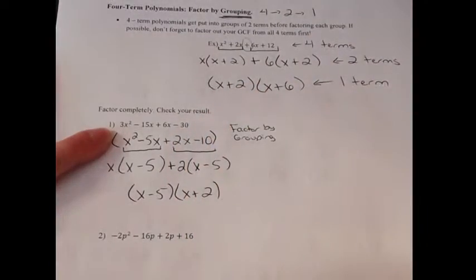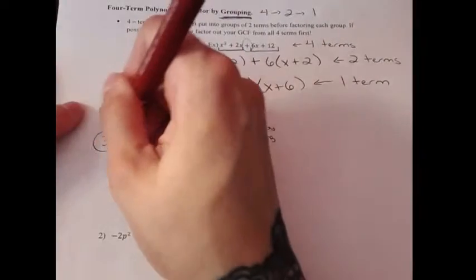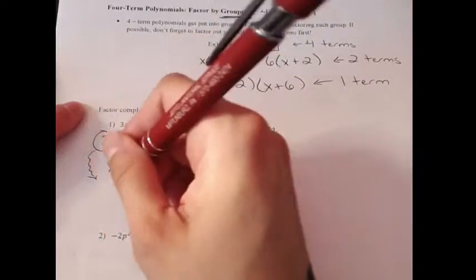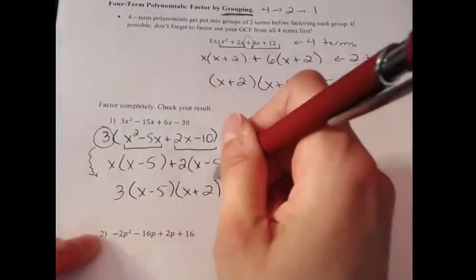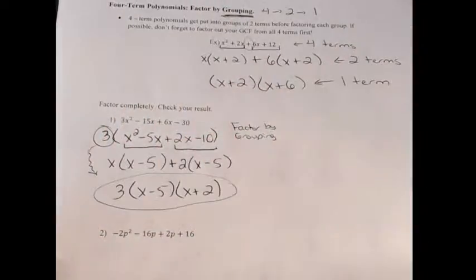Notice that my finger was covering up the 3. That was our GCF from the very beginning. This is the only thing I was covering up. So that 3 cannot be forgotten. We're going to bring that right down and place it in front of our factored form. And this is my final answer.